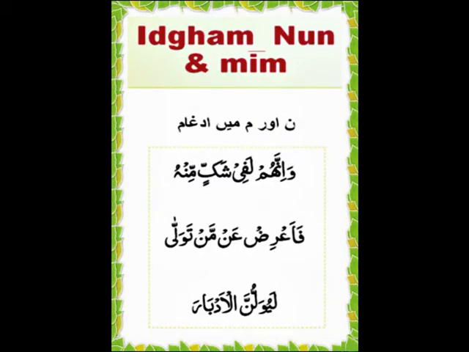In the third type of idgham, which is the idgham of nun or meme, we learned that the nun sakin or nun tanween will not be pronounced. However, since they are followed by a nun mushaddad or meme mushaddad, therefore the nun mushaddad and meme mushaddad have to be prolonged. Now, this means that the first nun sakin or nun tanween will be omitted, but since they are followed by a nun mushaddad or meme mushaddad, those will have to be prolonged.